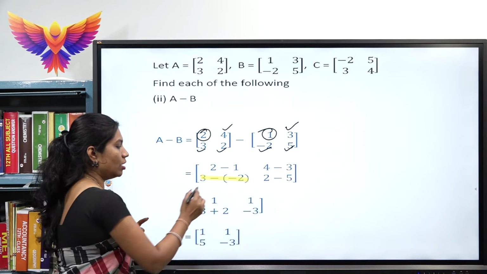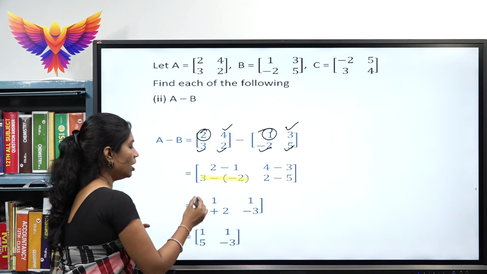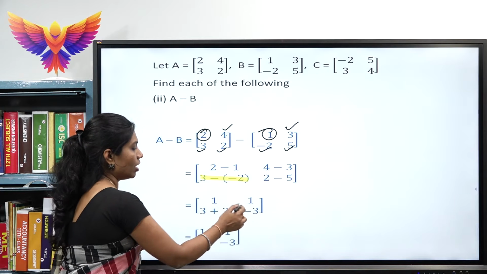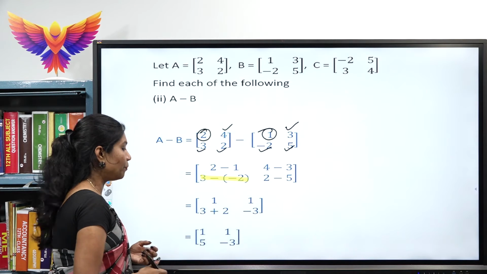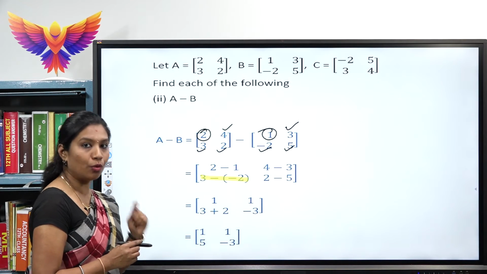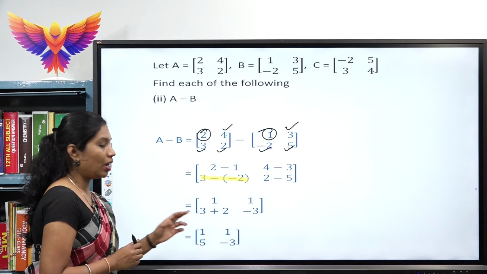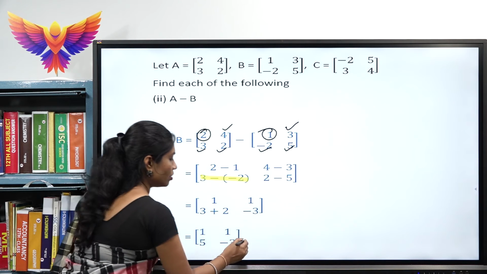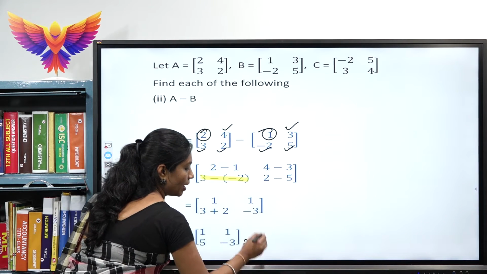So, 2 minus 1 is 1, 4 minus 3 is 1 again, 3 plus 2 which is 5, and again 2 minus 5 is minus 3. So, I ended up with a 2 cross 2 matrix itself, which is 1, 1, 5 and minus 3. So, this again is a 2 cross 2 matrix.